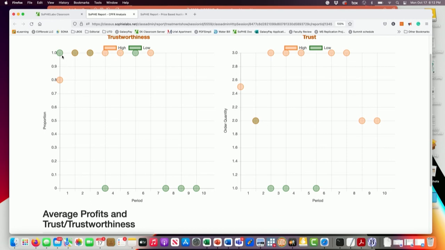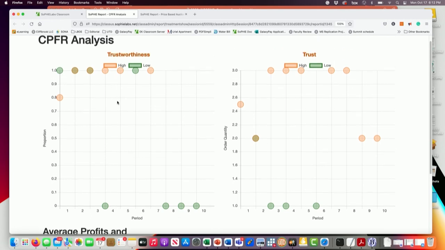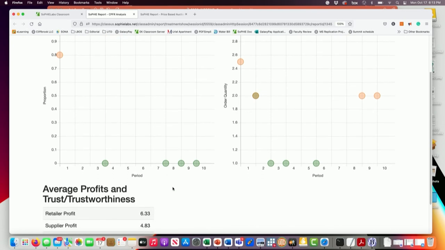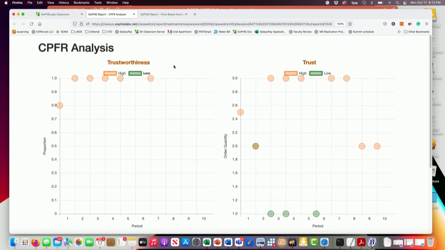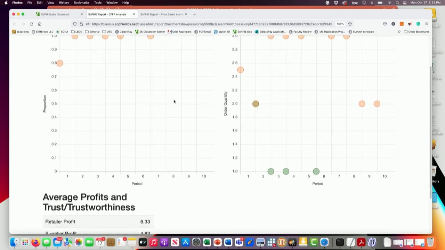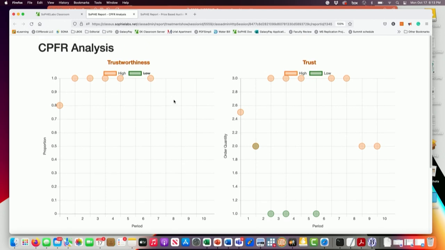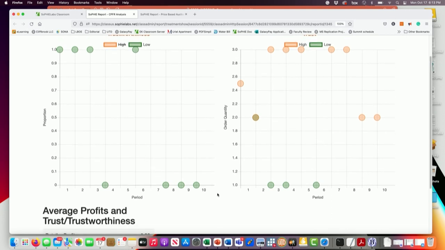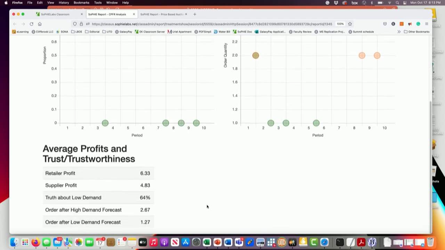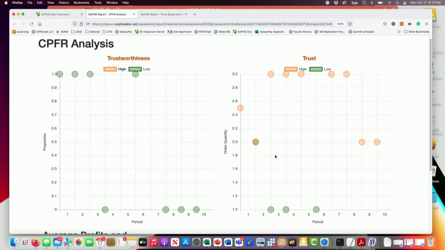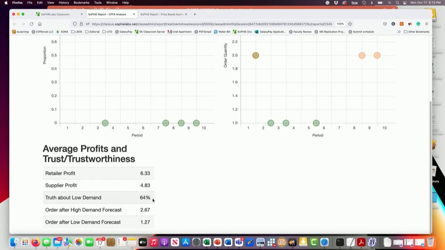And so it looks like basically everybody is saying, let's see, green is, so when the demand is high, everybody is saying that it's high, which makes sense, and actually doesn't happen in the classroom. And when the demand is low, some people are truthful and some aren't, and towards the end, there is some cheap talk going on, right? So this is one measure, truth about low demand, that's a matter of trustworthiness.